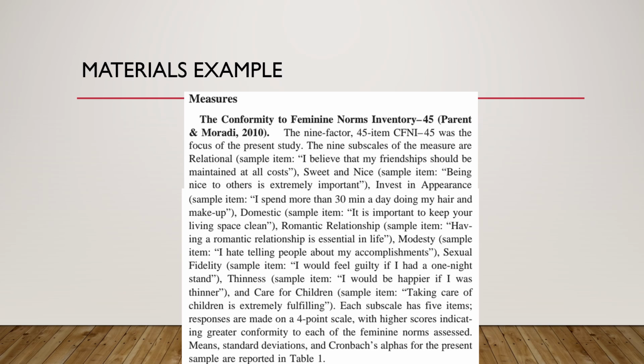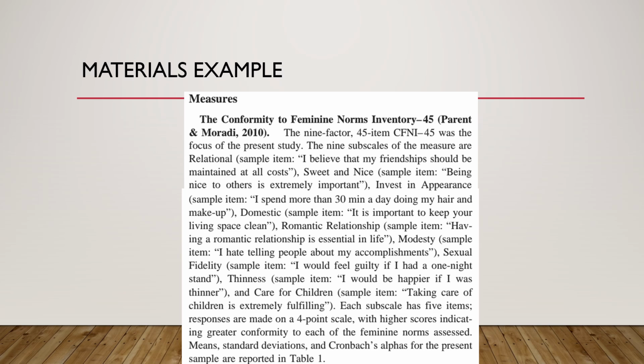As another example of a self-report scale, here's the Conformity to Feminine Norms Inventory. This is a longer scale that has some subsections on it, subscales. So this is a 45-item scale that has 9 factors, each of them about 5 items ascribed to each of those factor subscales. And so that's why the example items are really important. Here we have the different subscales of relational, sweet and nice, invest in appearance, and a sample item from each, so that as the readers, we can have a really good idea of the kinds of questions that are asked for each of these subscales.